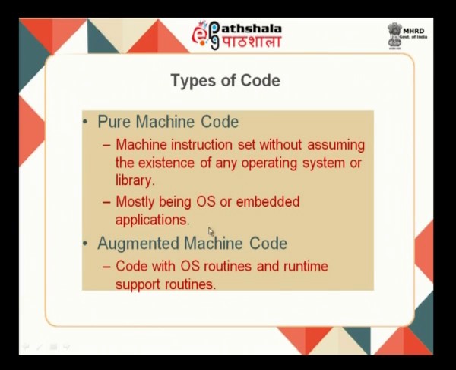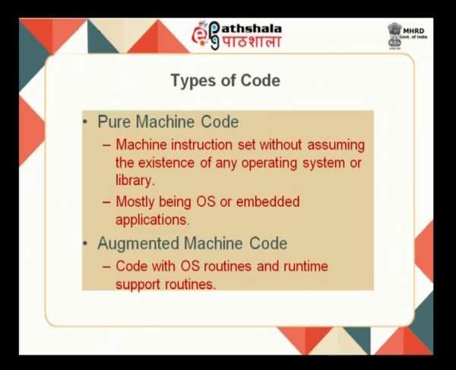In the process of generating assembly language code, the compiler can try to generate a pure machine code or an augmented machine code. A pure machine code basically has an instruction set. It does not assume the existence of an operating system or library; it just has an instruction set, with no knowledge about the operating system or any library available, and it is basically used for operating systems or embedded applications.